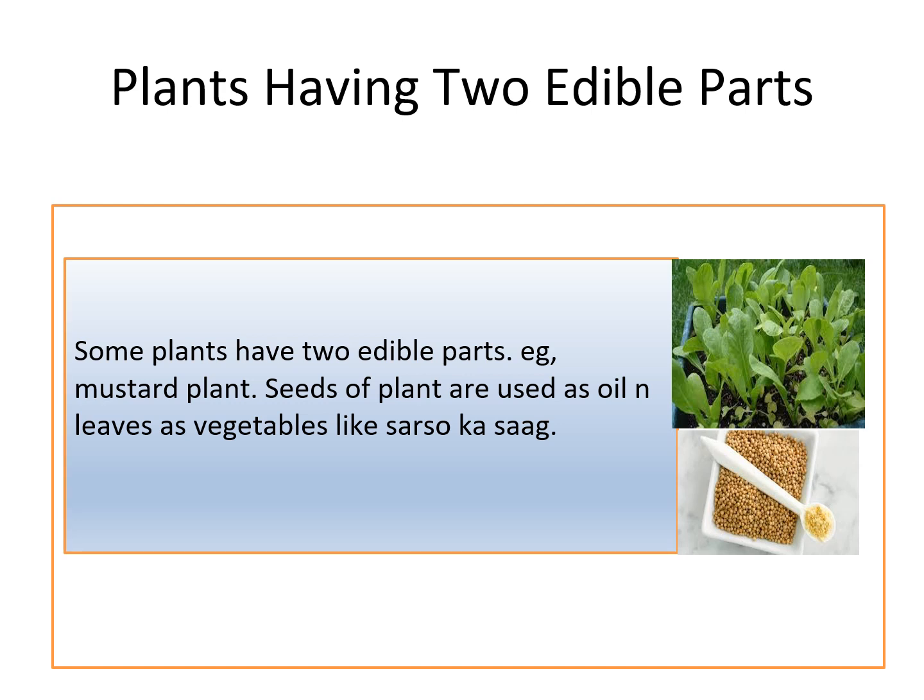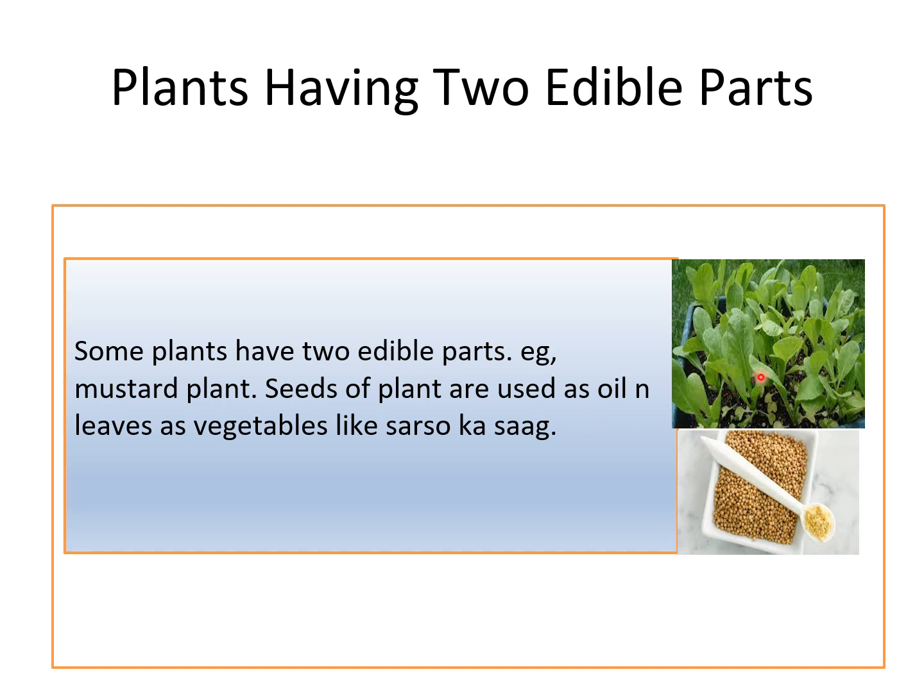Now there are certain plants that have two edible parts. For example, the mustard plant. The mustard plant has two edible parts. The first part is the seed and the second part is the leaves. The seeds of the plant are used for oil, and mustard oil is used mostly in cooking.